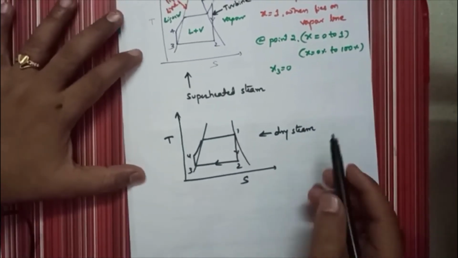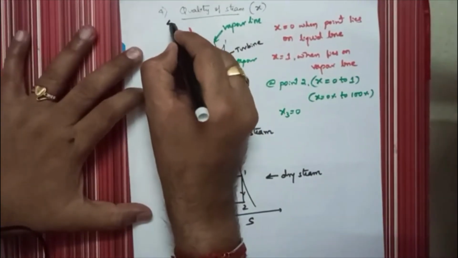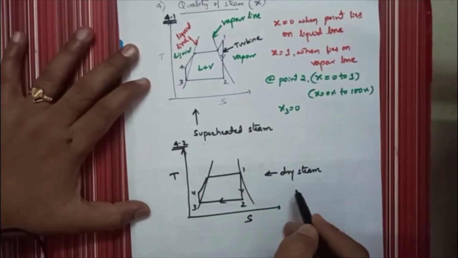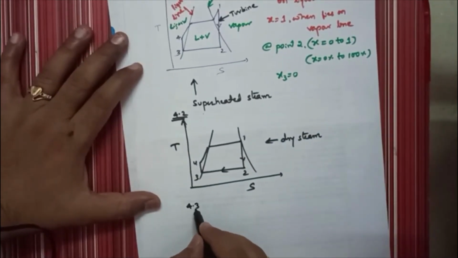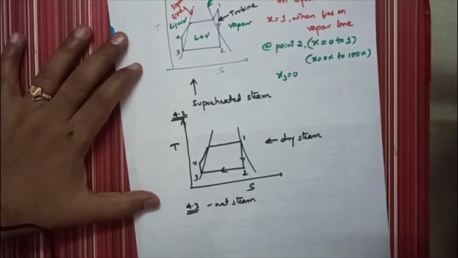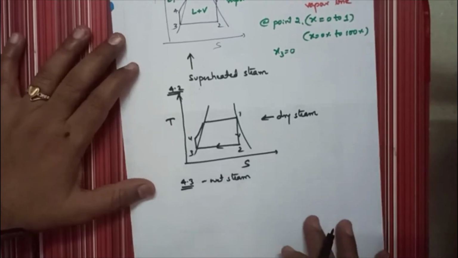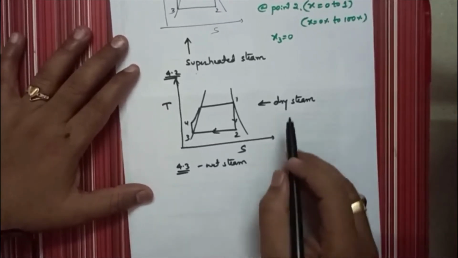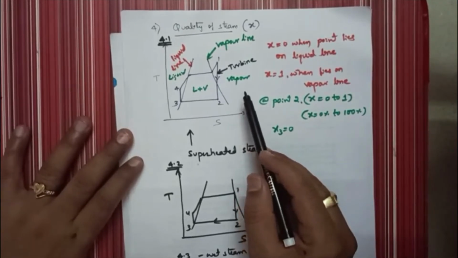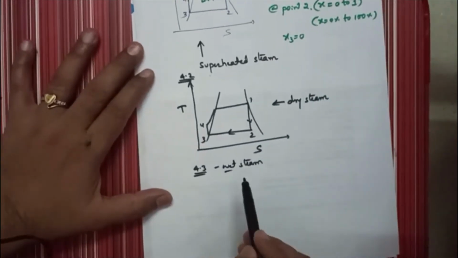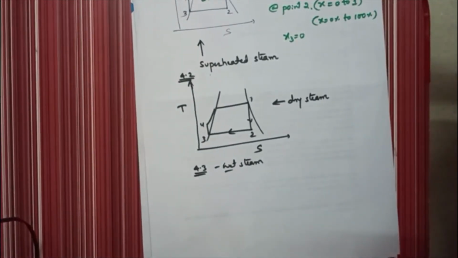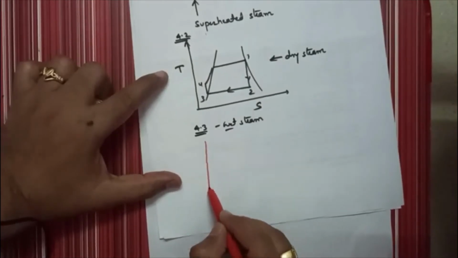This is the second type. So I will take 4.1 as superheated, 4.2 as dry steam, and 4.3 as wet steam. Wet steam means the steam entering the turbine is either not dry or not pure vapor. So it is a mixture of both. That is the reason it is called wet, meaning some percentage of water content will be there. So I will draw the TS diagram for wet steam.